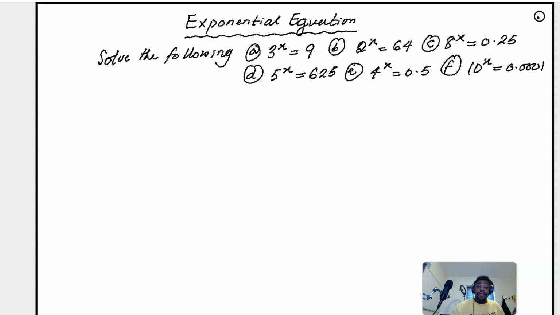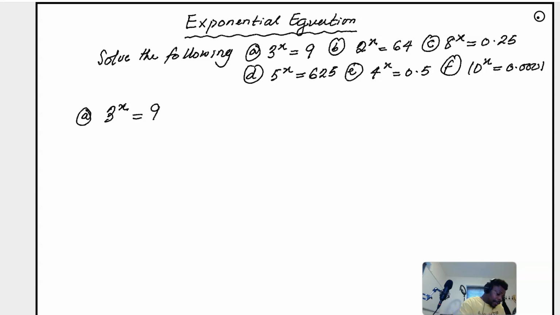Now, let's solve the following equations. The first one says 3 raised to the power x is equal to 9. Whenever you are solving an exponential equation, the first thing you need to look at is if both sides can have equal bases. That is the first place to start.